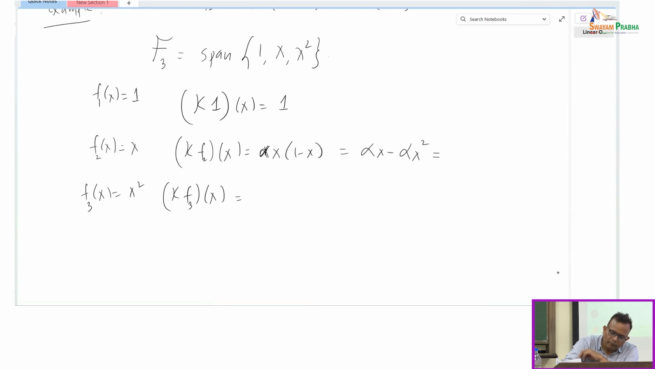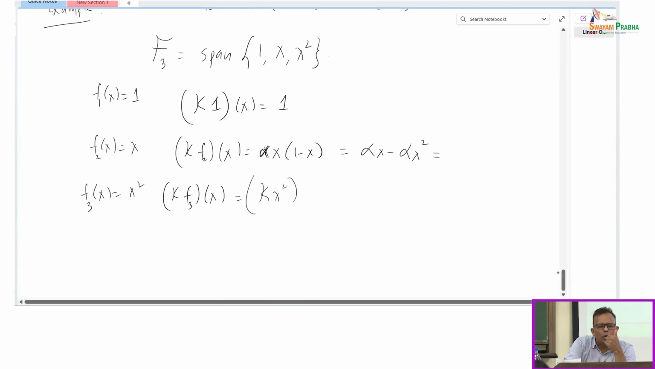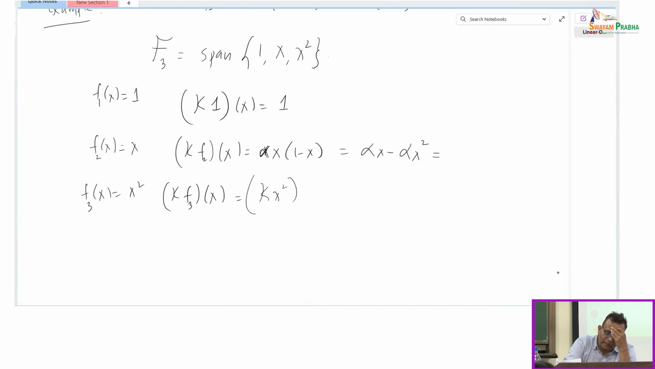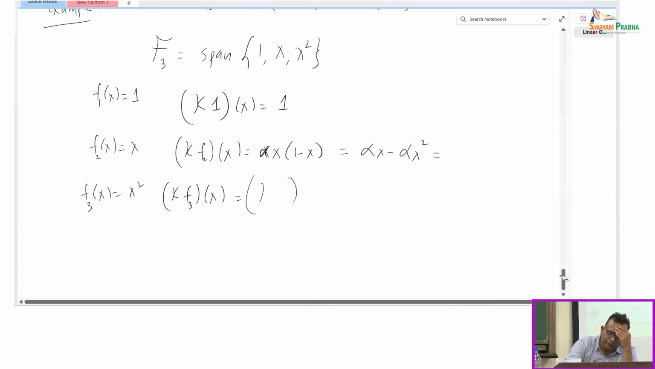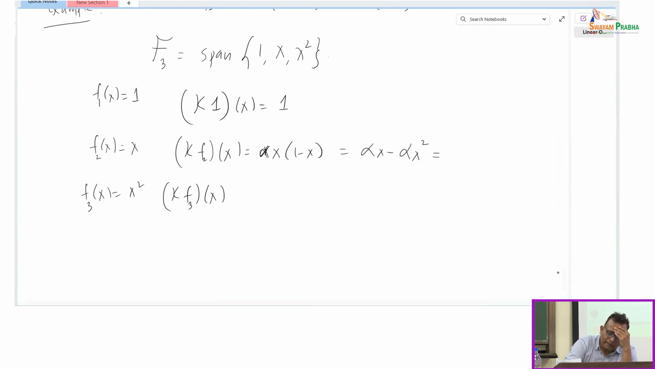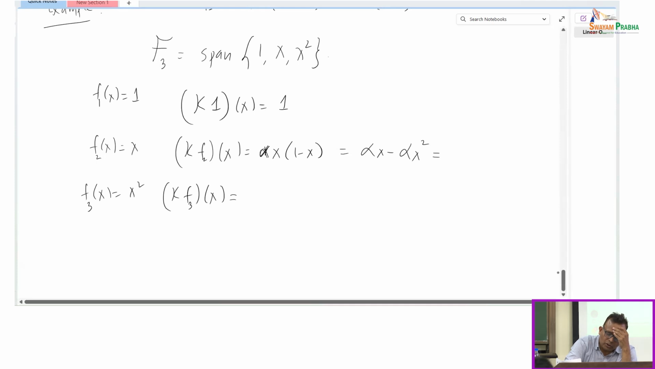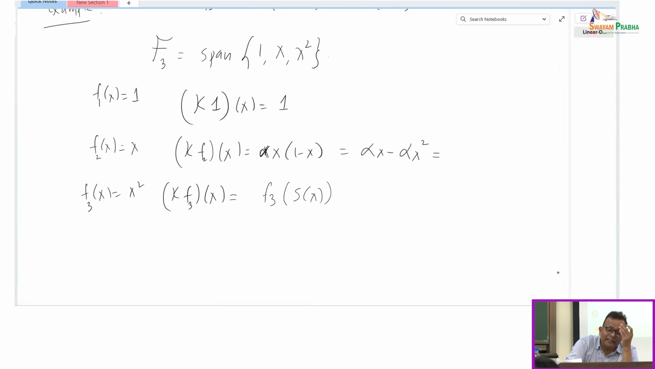So this is basically kappa x square. Think of this x square as a coordinate, not as a coordinate function. That's why maybe it's better to just stick to the f3. Then you are evaluating this on this. So this is f3 of s of x. Now f3 is a square, so this is s of x square. This will be alpha x times 1 minus x, squared.